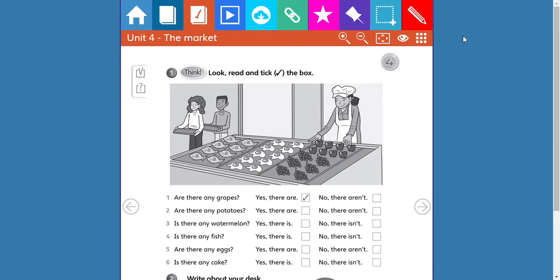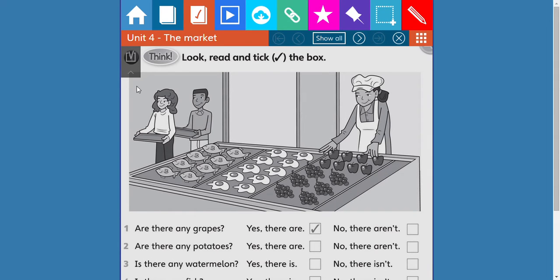Today we have workbook. Open your workbook at page 49. Page 49. Now look at activity number 1, exercise number 1. Now in this exercise, do you know what to do? Yes, let me explain this activity. Now look, read and tick the box.